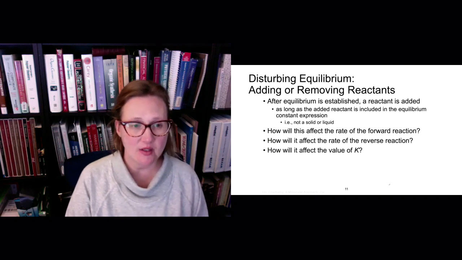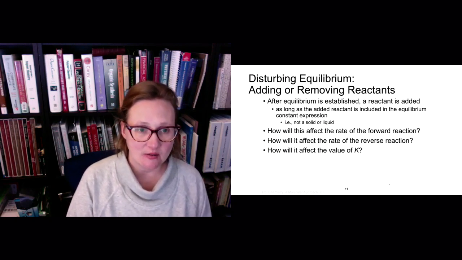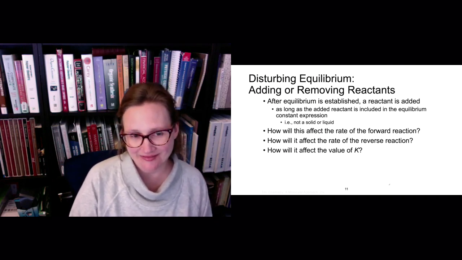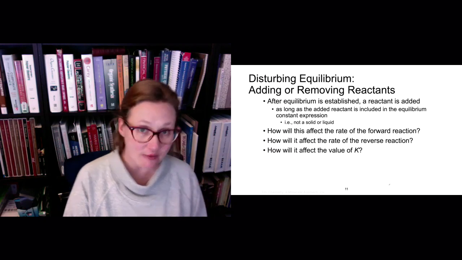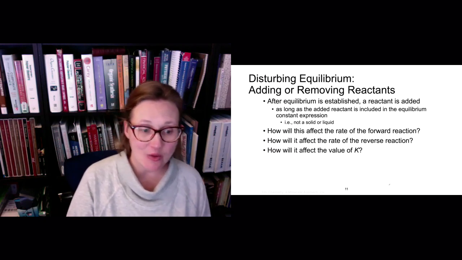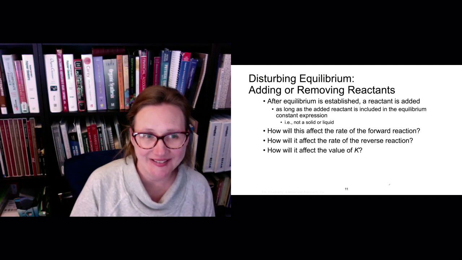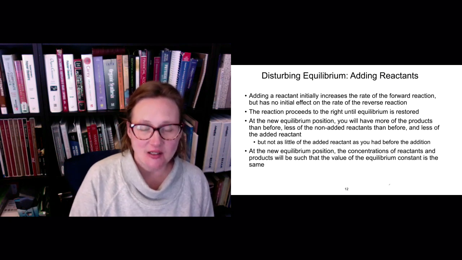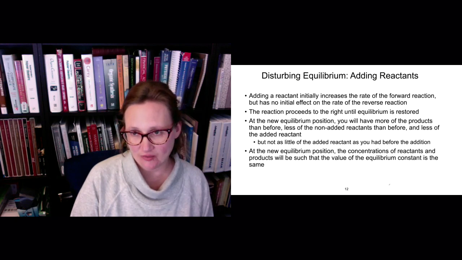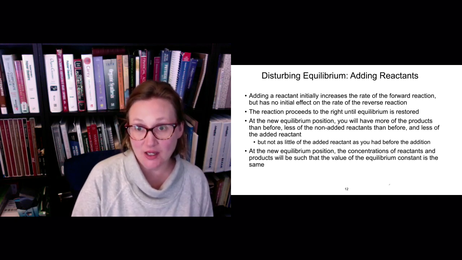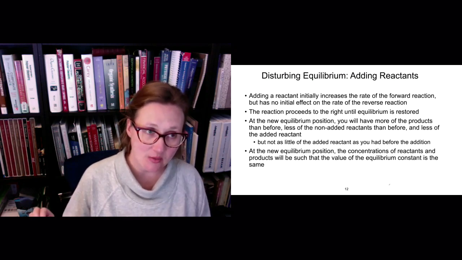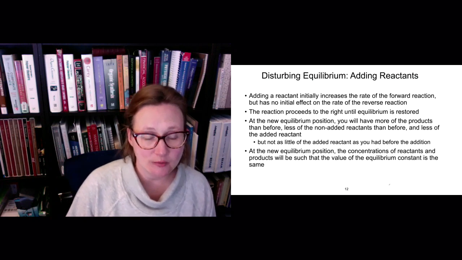Okay, so let's think about this. So we've added a reactant or we've removed a reactant. How is this going to affect the rate of the forward reaction? How is it going to affect the rate of the reverse reaction? Okay. How will it affect the value of K? All right, so adding a reactant initially is going to increase the rate in the forward direction, okay? Because we want to make more product because we want to restore that equilibrium. So the reaction is going to proceed to the right until that equilibrium is restored.